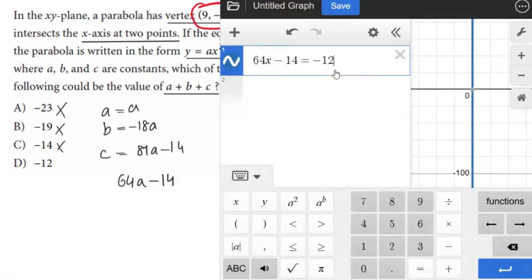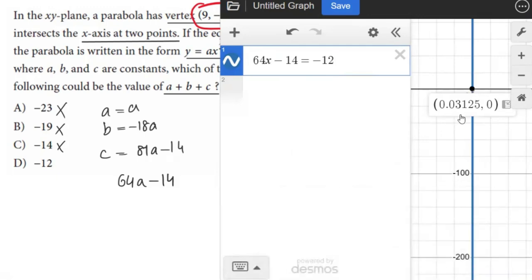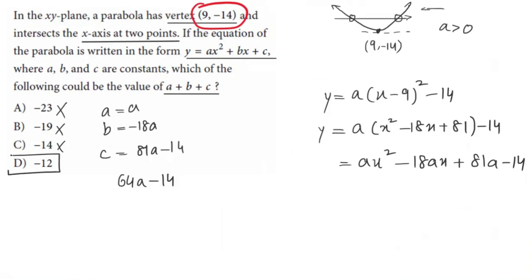If you put it equal to 12, now it's a positive number. You can see it's a positive number. So this is the possible sum of a plus b plus c, because by putting it equal to the expression 64a minus 14, you're getting a positive value for a, which is the situation in this case. All right.